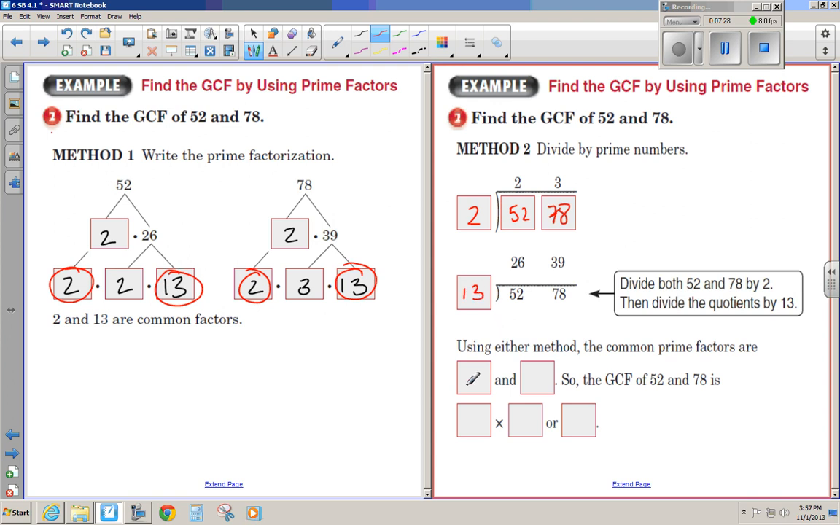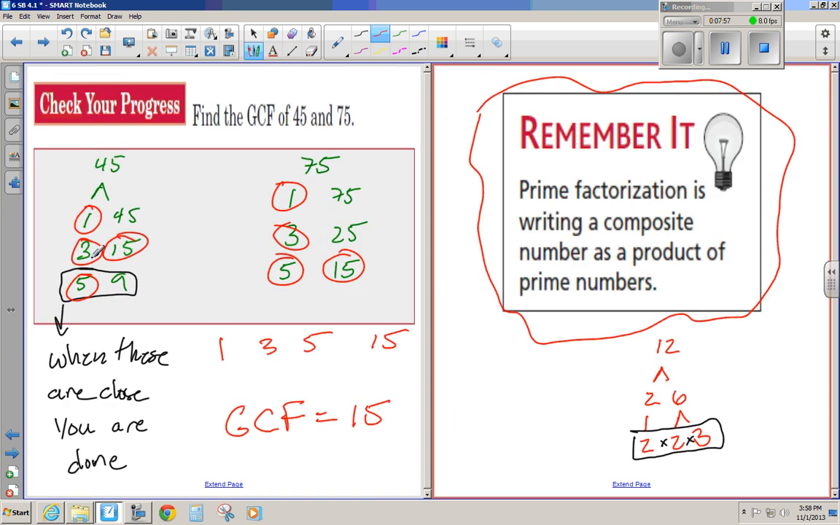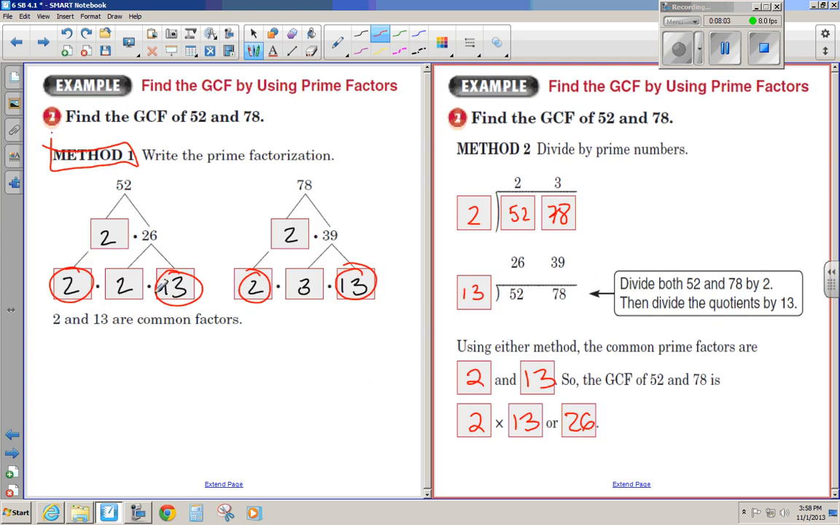Using either method, the common factors are 2 and 13. So the greatest common factor of 52 and 78 is 2 times 13, or 26. All right. I personally think using this as a method is very good as well. So basically what you can do is make a factor tree, or write down all of the factors, and then whatever they have in common, you multiply them together. So the common factor is 26.